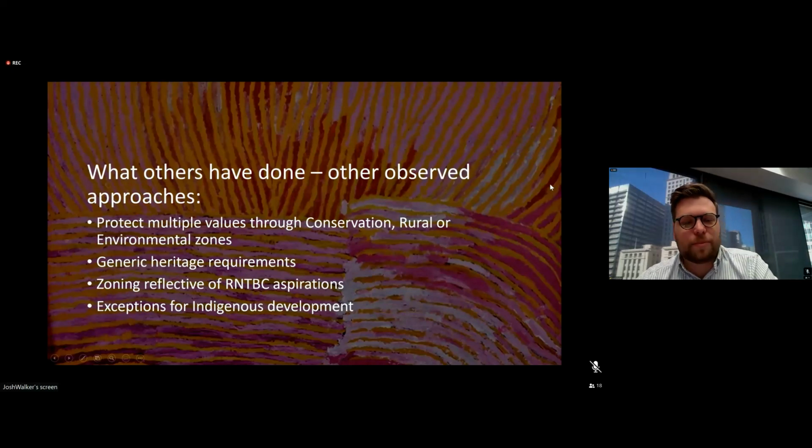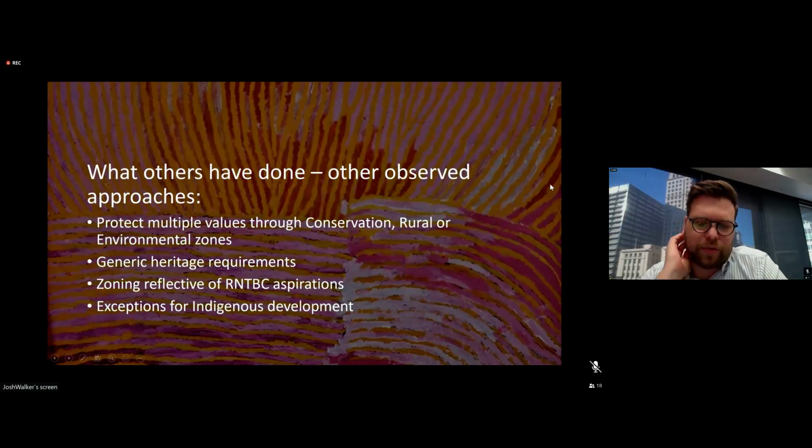Okay, so some of the other observed approaches through schemes throughout the state were that the protection of multiple values were achieved through conservation, rural, and environmental zones. So again, by having those zones there, you're also reducing or limiting the extent of development that can happen. And by default, that might be protecting visual amenity cues, might be protecting cultural heritage sites, that type of thing. So, there's very intentional reasons why those zones may have been used. There was also an observed approach of quite generic heritage requirements, cultural heritage requirements, and again, that could probably be explained by the fact that another act deals with it quite well.